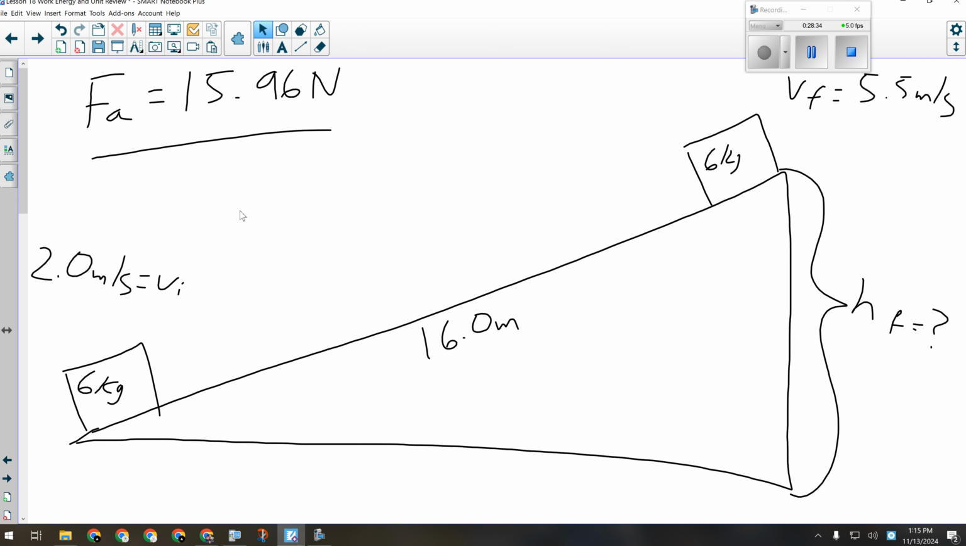I would like you to find the final height of the 6 kilogram box. It is starting at the bottom of the ramp, moving at 2 meters per second. Later, it is at the top of the ramp, moving at 5.5 meters per second. And the force being applied to it is 15.96 newtons.